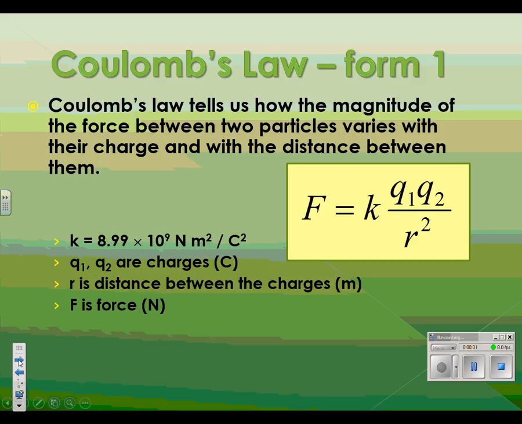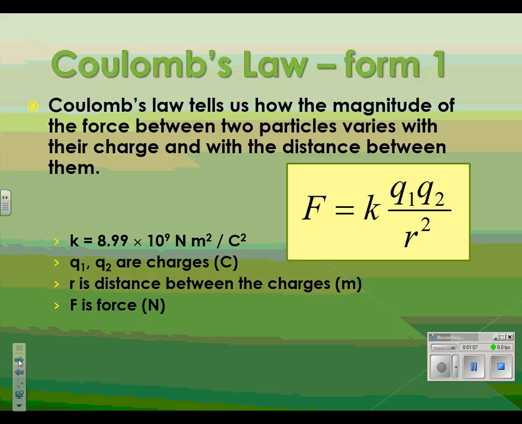Now, Coulomb's law tells us how the magnitude of the force between two particles varies with their charge and with the distance between them. This is very similar to the universal gravitational force between two objects and using the universal gravitational constant. But we use Coulomb's constant, which is our K value, and on your formula chart, it is actually 9 times 10 to the 9th newton meters squared over coulombs squared.